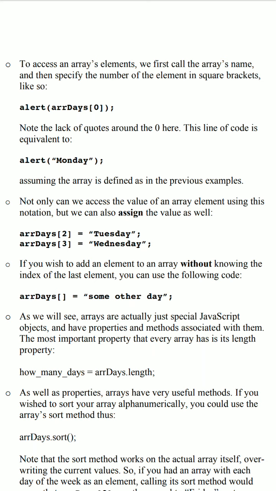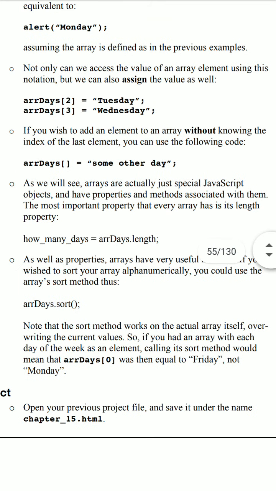As well as properties, arrays have very useful methods. If we wish to sort our arrays alphanumerically, we could use the array sort method. Thus, array days dot sort. That means if you have written array days dot sort, it starts with the 0 and then ends with the last day of the week.